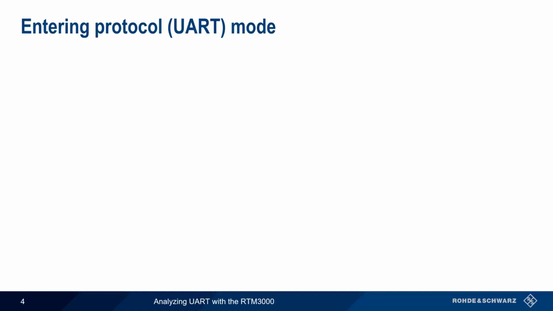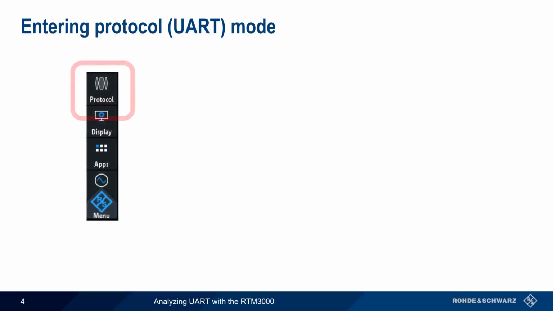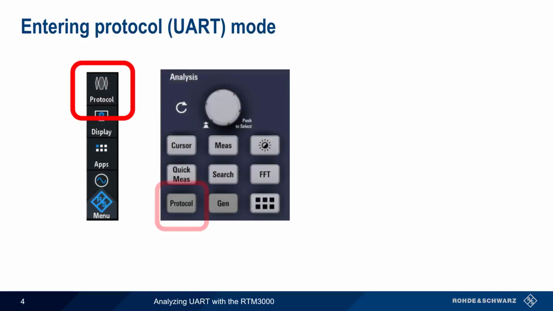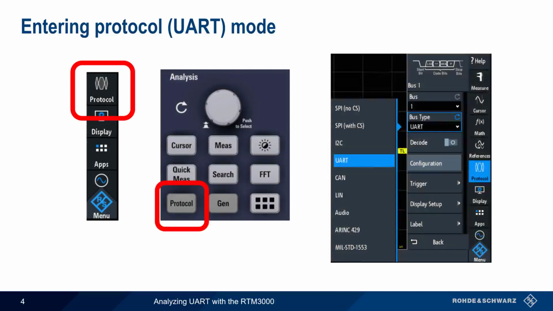To enter protocol mode on the RTM3000, we can either choose Protocol from the menu or use the Protocol hard key. The next step is to choose UART from the list of available bus types.